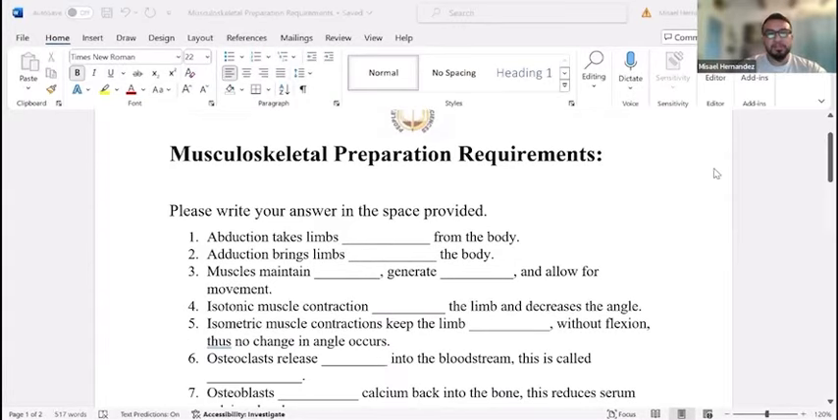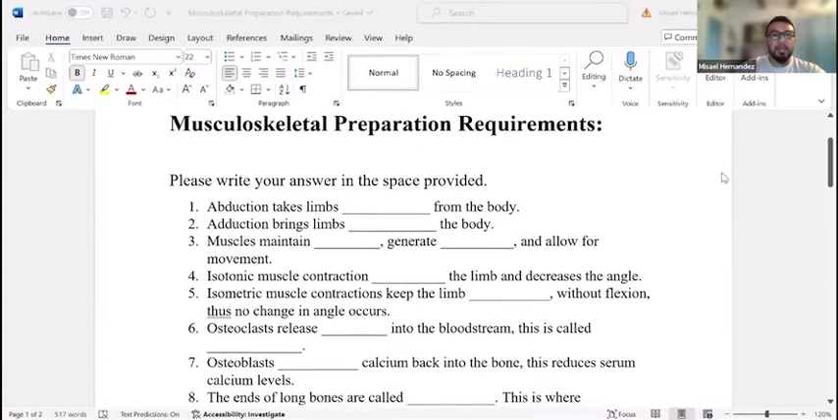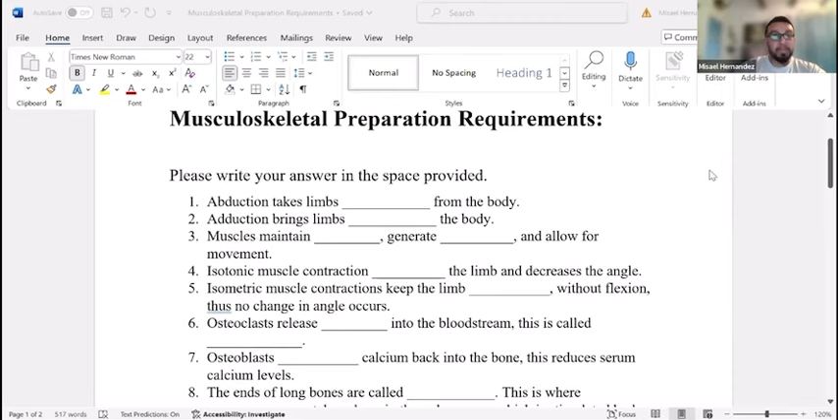Okay, this is the musculoskeletal prep requirements. Number one, abduction takes limbs blank from the body. Number two, adduction brings limbs blank to the body. Number three, muscles maintain blank, generate blank, and allow for movement.